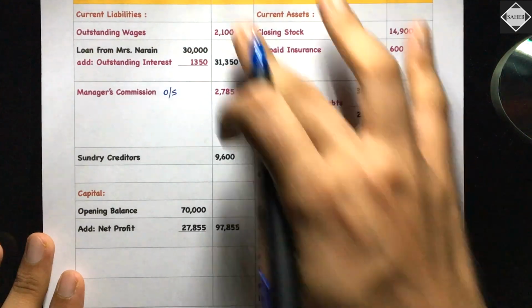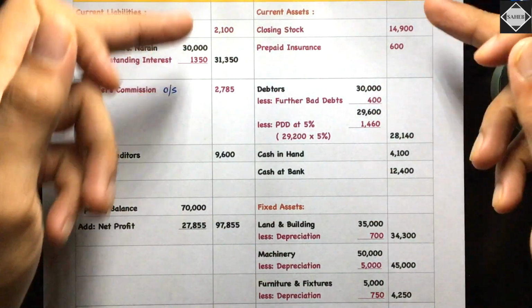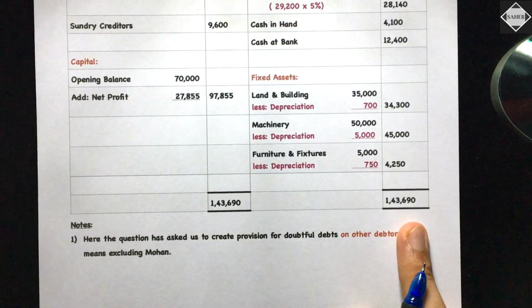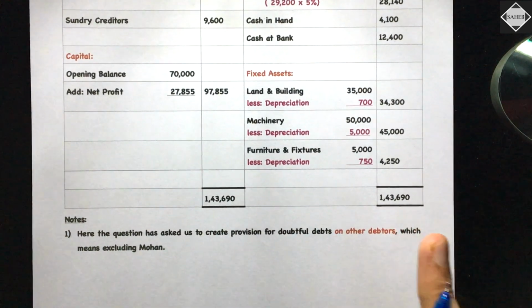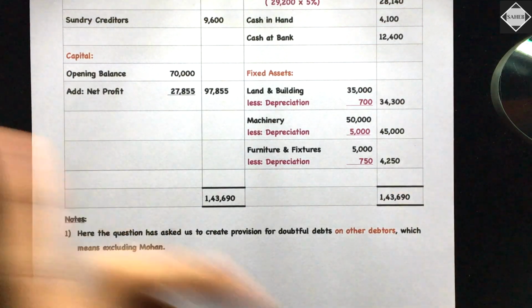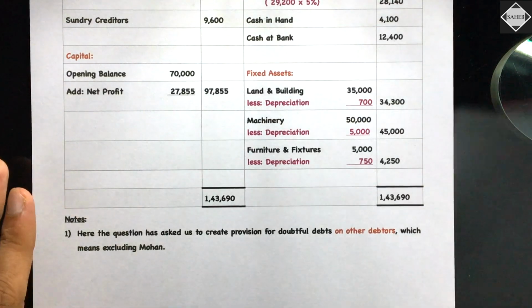Now if we'll add both of these columns, yeah, liabilities and assets, isn't it? If you total, then it will be equal. 1,43,690. Here also 1,43,690. So your answer is right. If it is not tallying up, then you must have done mistake somewhere. You have to go back and recheck your adjustment and recheck your totals and everything.